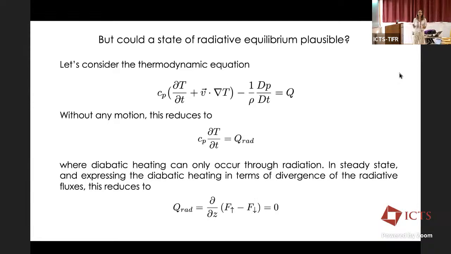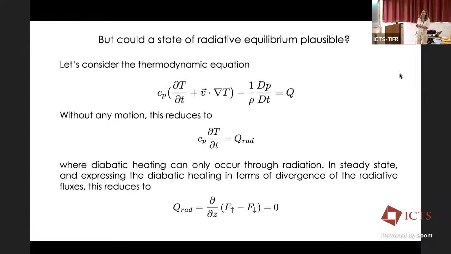And let's consider a situation where there is no motion whatsoever, neither horizontal nor vertical motion. So of course, this means that both the horizontal advection and this term that is proportional to the vertical velocity are equal to 0. So now the thermodynamic equation becomes a balance between energy that is stored in the atmosphere and any diabatic heating or cooling, which without any motion can only be through radiation.